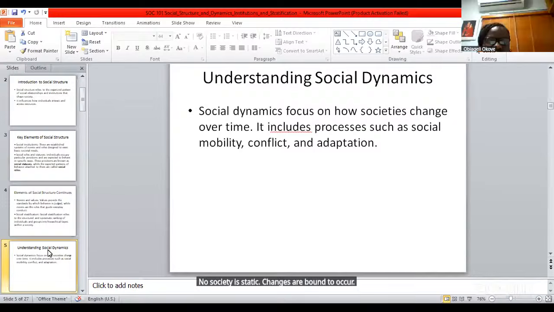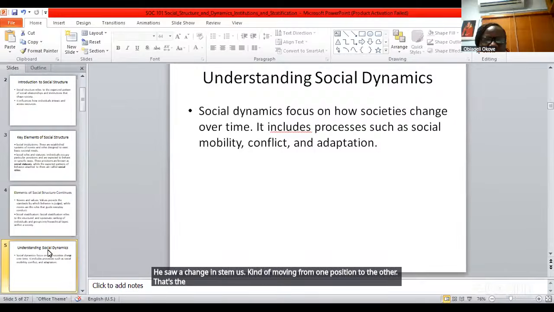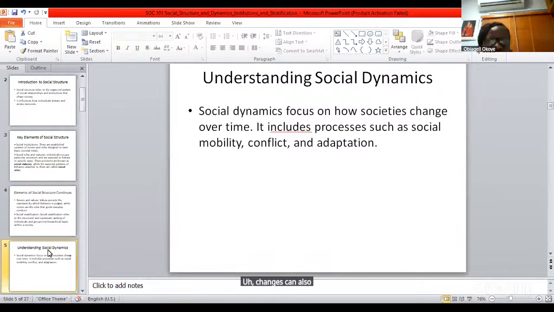So changing the status, kind of moving from one position to the other, that's social mobility. Changes can also occur as a result of conflict. Example, these Boko Haram issues that we have in the country. It can make somebody that is very wealthy become poor. So these are social dynamics. These are the changes that occur in society. And adaptation has to do with how people are able to adapt and cope with these changes.